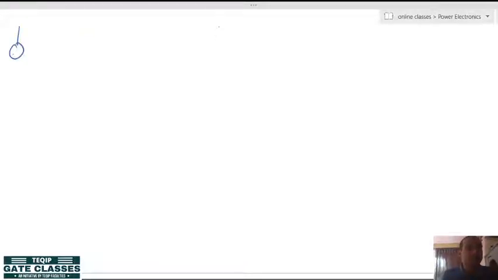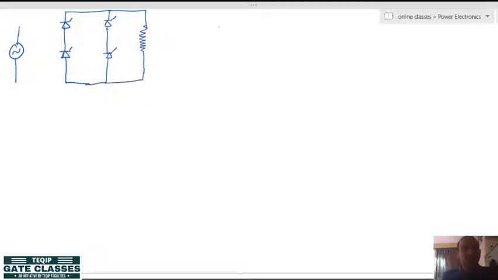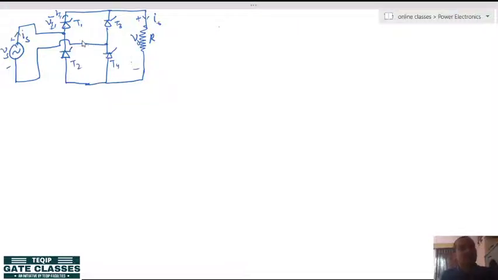So, if we draw single phase controlled rectifier, instead of diodes, we have got SCRs on resistive load. These are my references, V naught, I naught, T1, T3, T2, T4. This is source voltage reference Vs and Is. Similarly, you can draw voltage across any thyristor VT1 and current through any thyristor IT1. Okay. The working is same as that we have learned in the diode section.